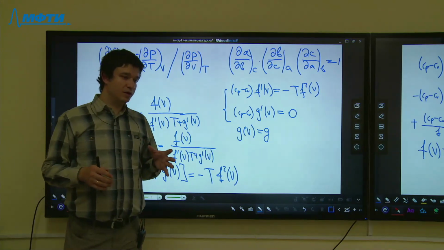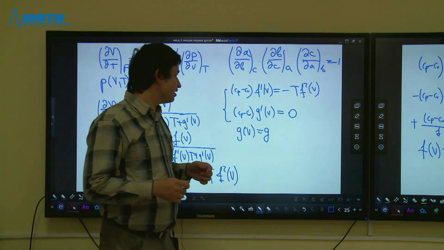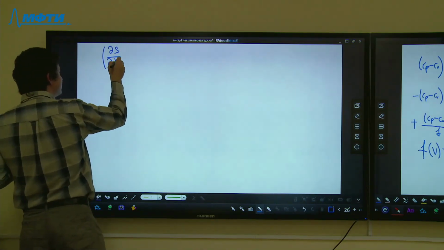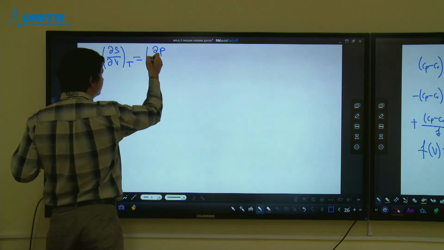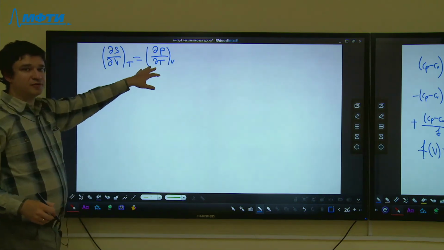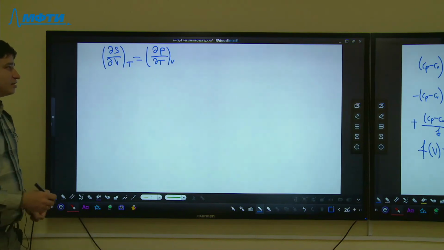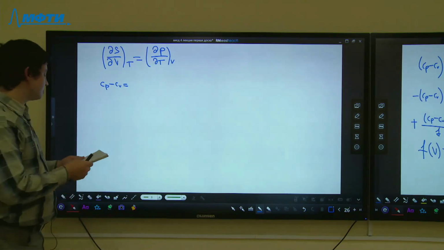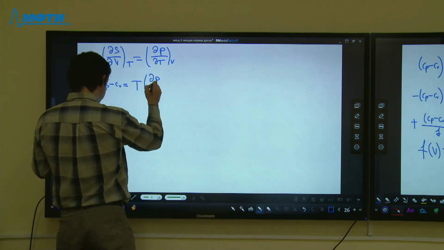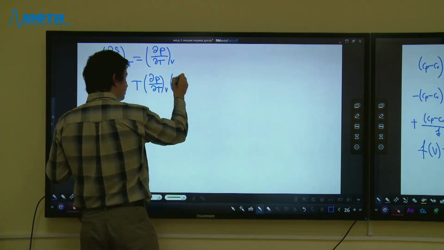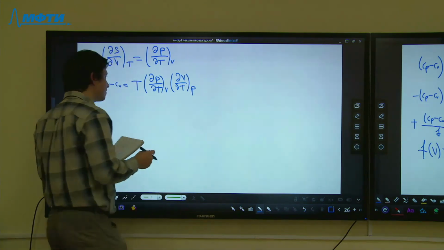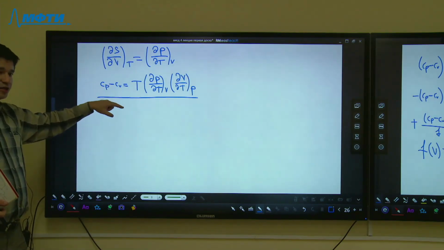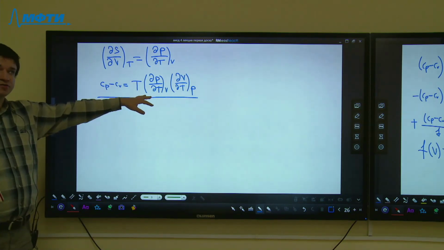But the concluding part is that, first of all, I have made use of this Maxwell's relation that dS over dV at constant temperature is equal to dP over dT at constant volume. So this equation played, I think, the crucial role in the solution. Secondly, I was able to calculate the generalized Mayer relation, which gives me T times dP over dT at constant volume times dV over dT at constant pressure. The most important part of this is that the difference between Cp and Cv is determined only by the thermal equation of state.